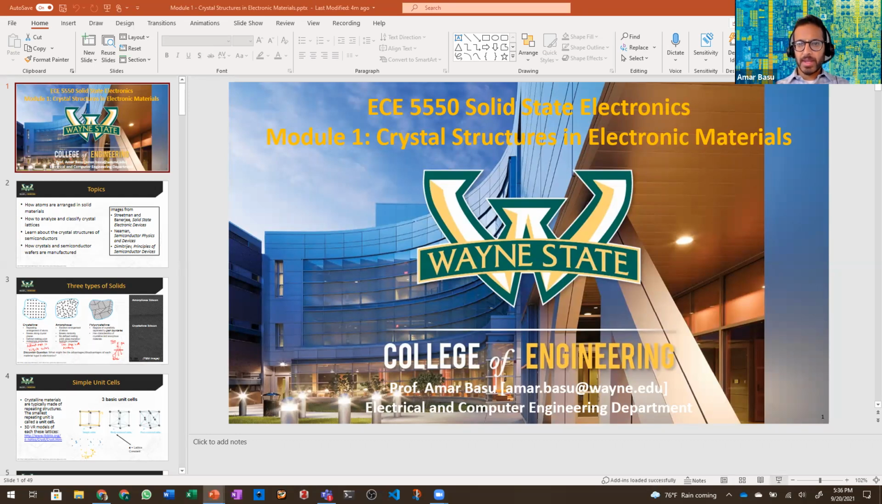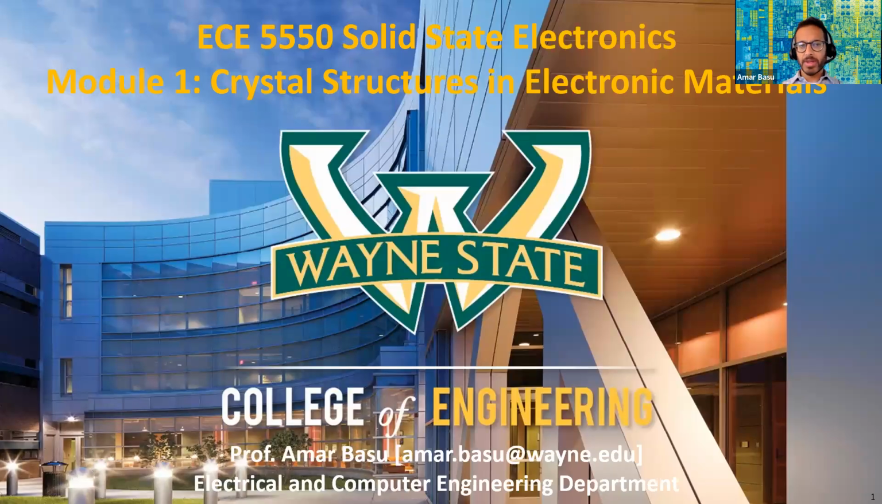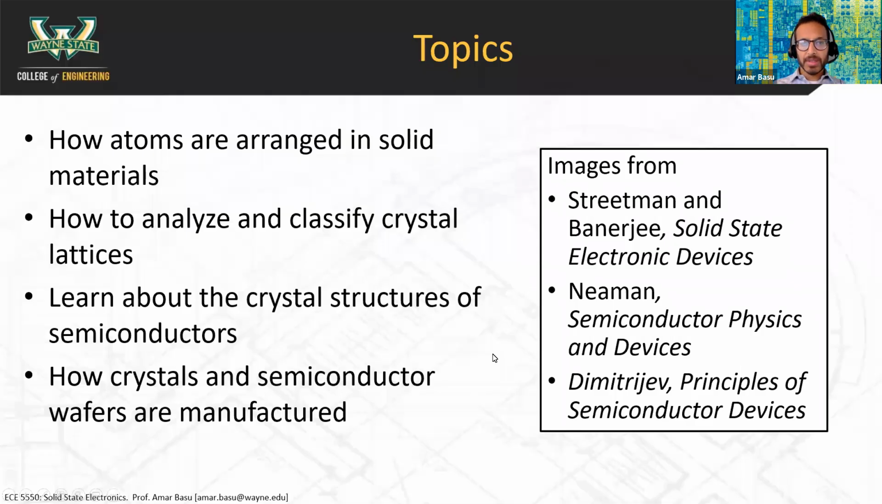All right, so today's lecture is a continuation of last week's lecture on Module 1, Crystal Structures and Electronic Materials. And the main topics, just as a quick review of what we talked about last time and the importance of this module. This module talks about how atoms are arranged in solid materials, some of these semiconductor materials that we are going to be talking about.